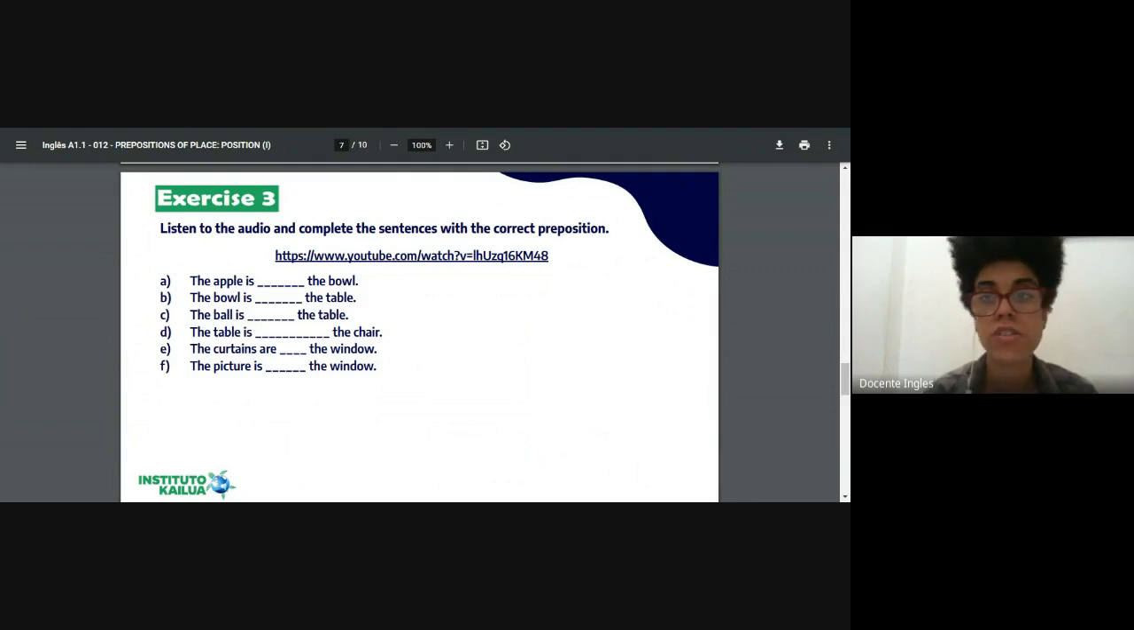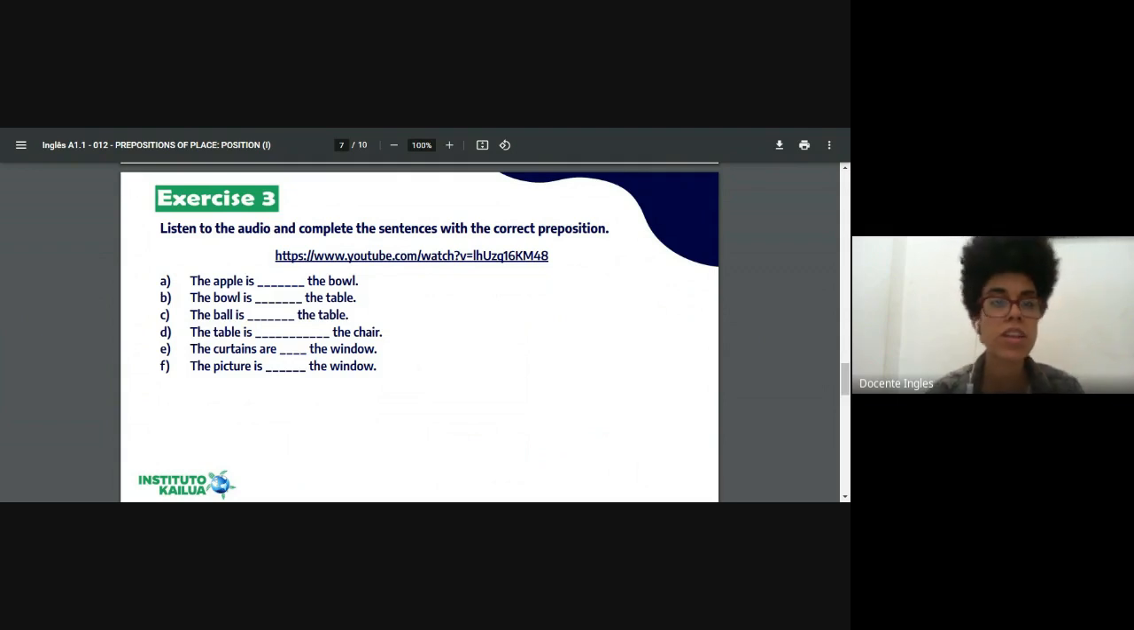And the curtains. The curtains are, just a second, in front of the window. And the picture next to the window.